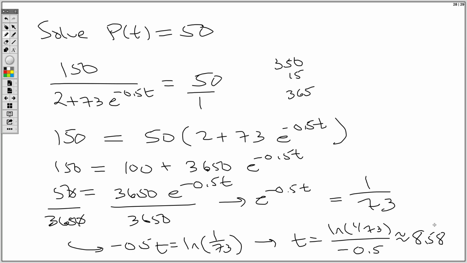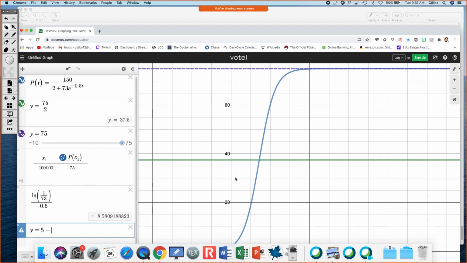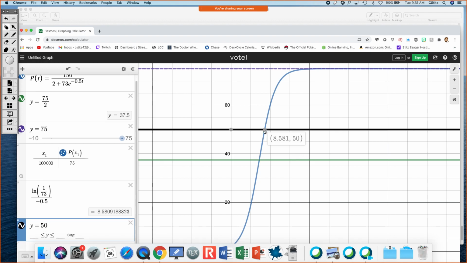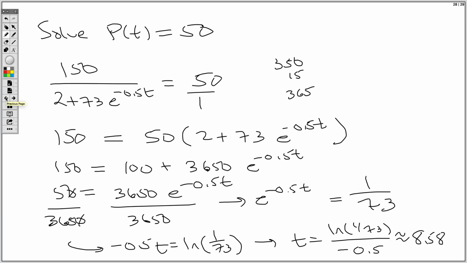Okay. And once again, we can check this graphically. We've got the graph up there. Let's look at y equals 50 and see where that crosses. If I click, boom. There's my answer, 8.58, etc. You follow? So might as well check it graphically there. Now, once again, what does that mean? So what's the interpretation here?